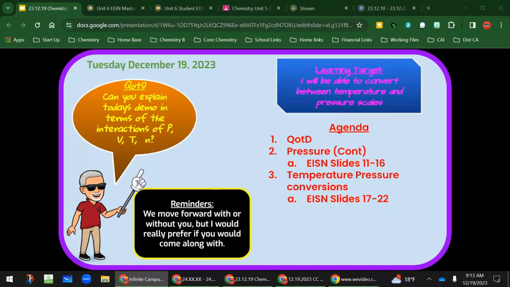For amount of gas, we use N. For volume, we use V. For temperature, we use T. And for pressure, we use P. Okay? Those are the 4 factors that can affect the gas. Today, we're going to be talking about converting between temperature and pressure scales. We're going to get through probably up to slide number 22 today.